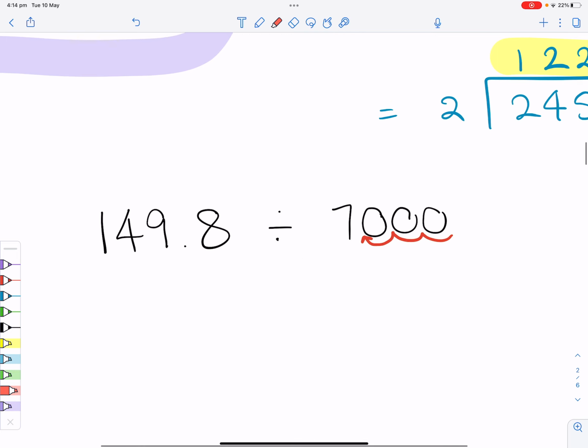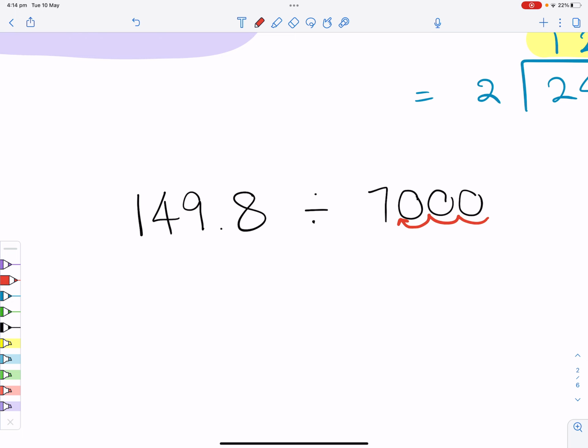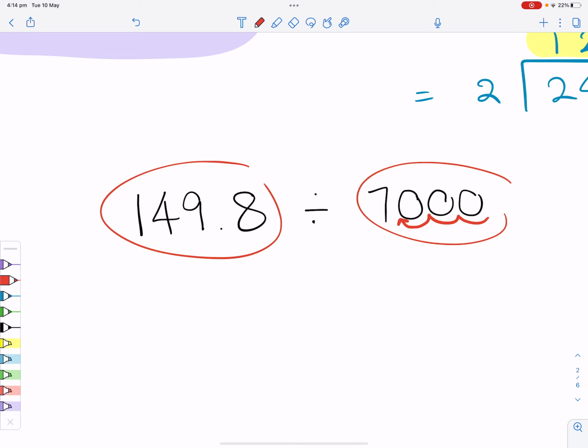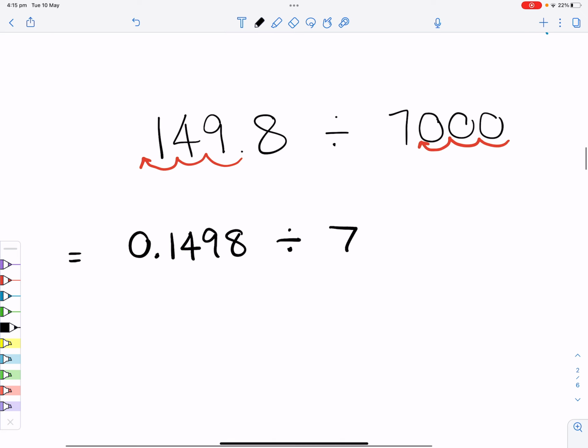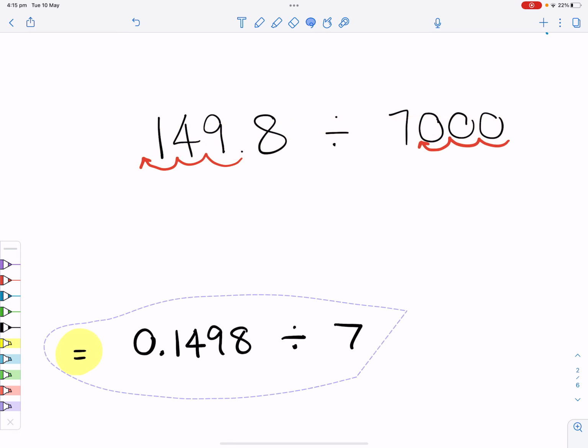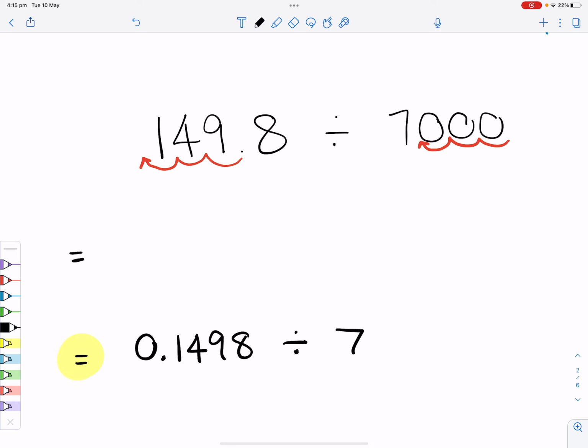So I'm going to move this one forwards 3 spaces, and for this trick to work, I must do the same to both of this number and this number. So I'm going to move this one forwards 3 spaces as well. So my question is going to become 0.1498 divided by 7. And it is equal to the original. Because again, if you recall, I can show that fraction step in between if you really want.